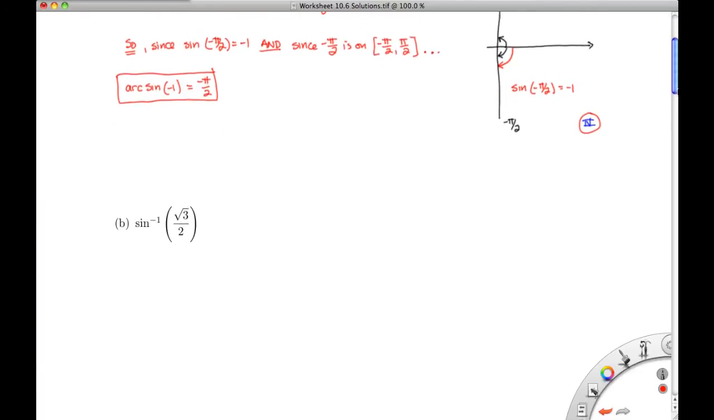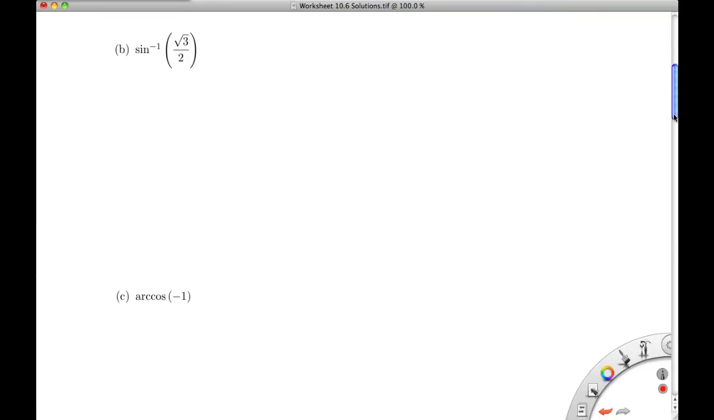All right, so for part B, we want to find the inverse sine, or the arcsine, it's a different type of notation, of the square root of 3 divided by 2. So again, let's ask ourselves a question here. Let's consider that this is asking us to figure out when the sine is equal to the square root of 3 over 2 on that restricted interval, so on the interval from -π/2 to +π/2.